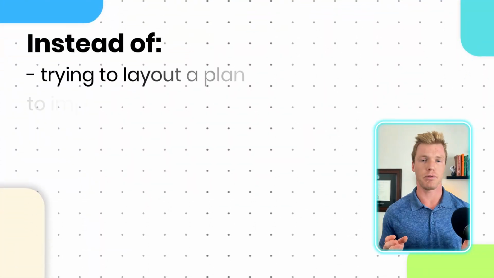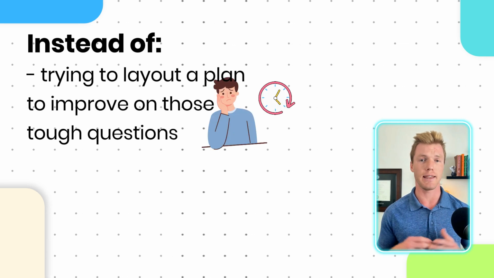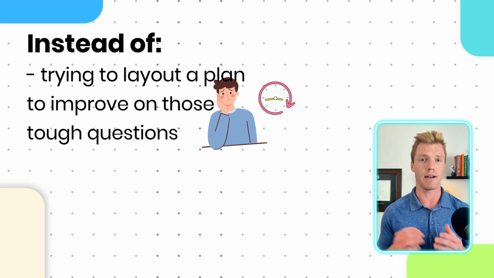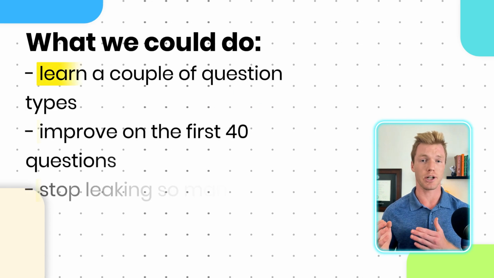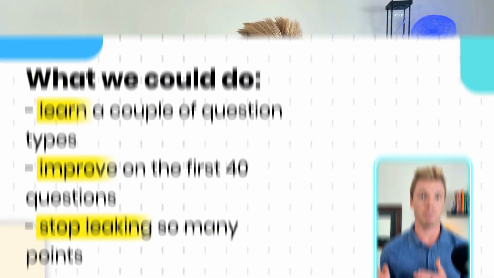So instead of trying to lay out a plan to improve on those really tough questions at the end of the math section that everybody's uncomfortable with and that would probably take a lot of time to really learn those new concepts and all of those question types, I figured what we could do is just learn a couple of question types and really improve on those first 40 questions and stop leaking so many points. Because if she was just able to get 35 out of those first 40 questions correct, then she would already be at her target score without even getting any of the last 20 questions correct. So even if she didn't get one question correct out of the last 20, she could get to her target score by not leaking so many points from the easy questions.